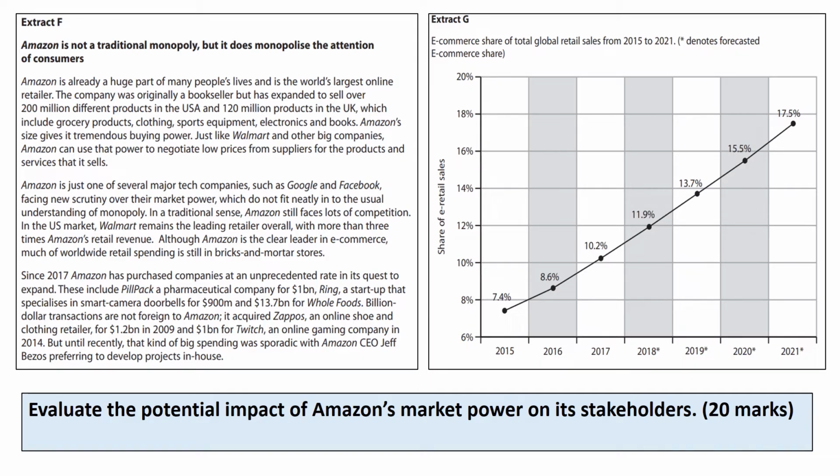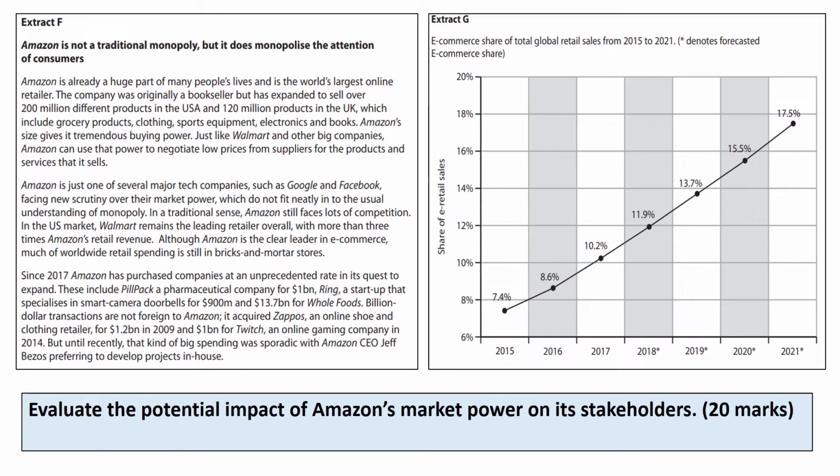In a traditional sense, Amazon still faces lots of competition. In the US market, Walmart remains the leading retailer overall, with more than 3 times Amazon's retail revenue. Although Amazon is the clear leader in e-commerce, much of the worldwide retail spending is still in bricks and mortar stores. Since 2017, Amazon has purchased companies at an unprecedented rate in its quest to expand.